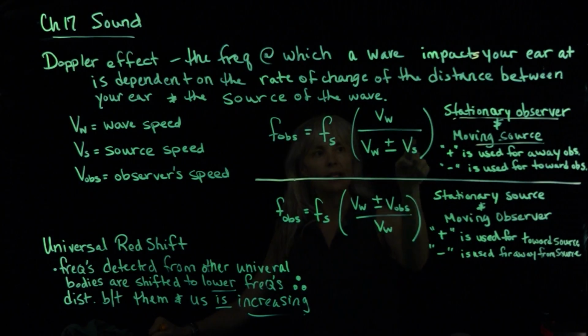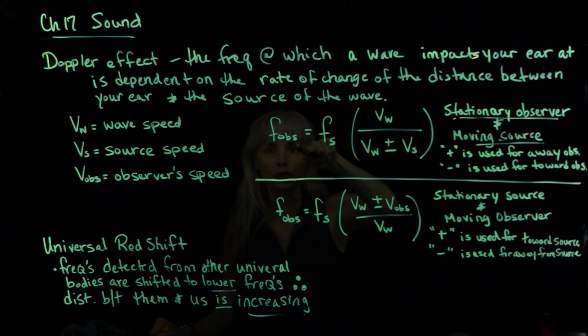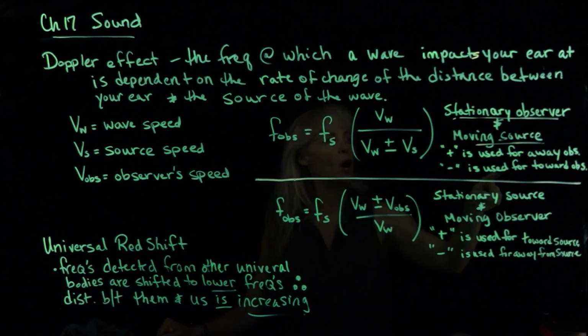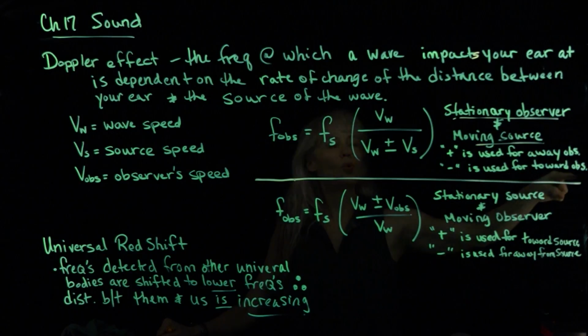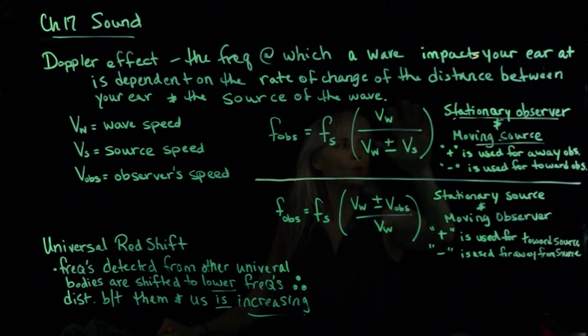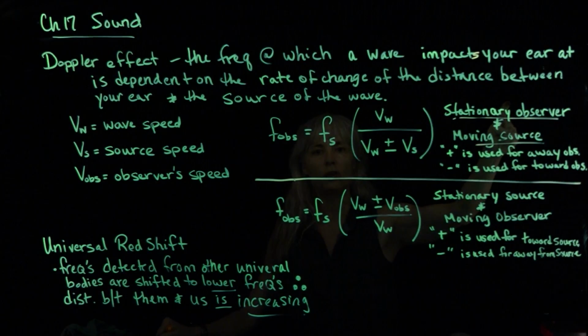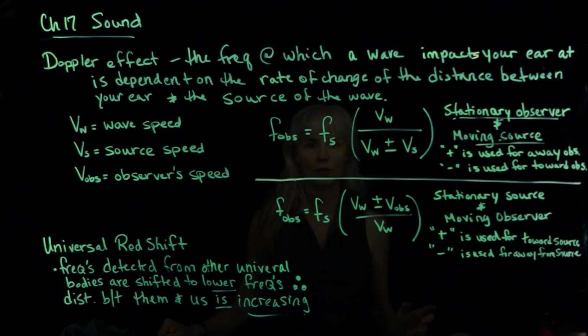The minus sign is going to give us a smaller value in this denominator. That's going to yield a larger frequency that we observe. So that's going to correspond to the source moving toward the observer. So this is the formula that we use when we have a stationary observer and a moving source.